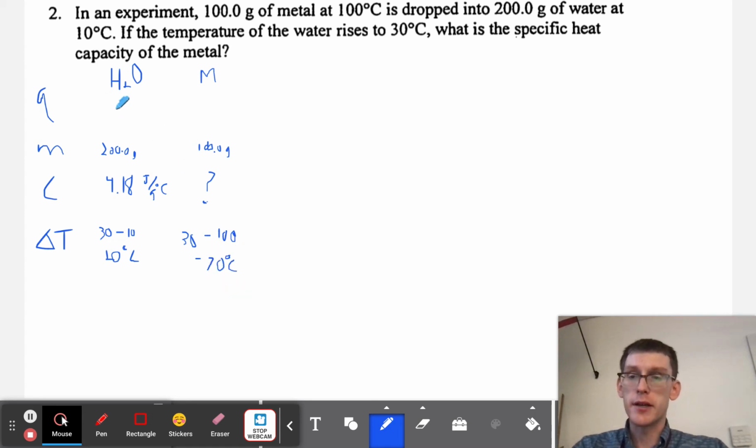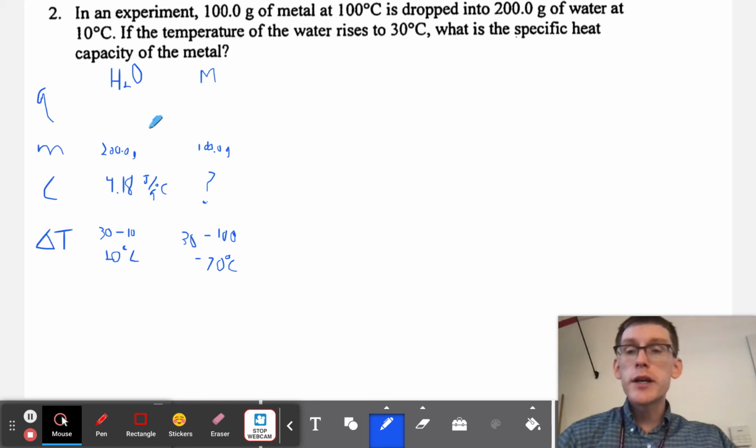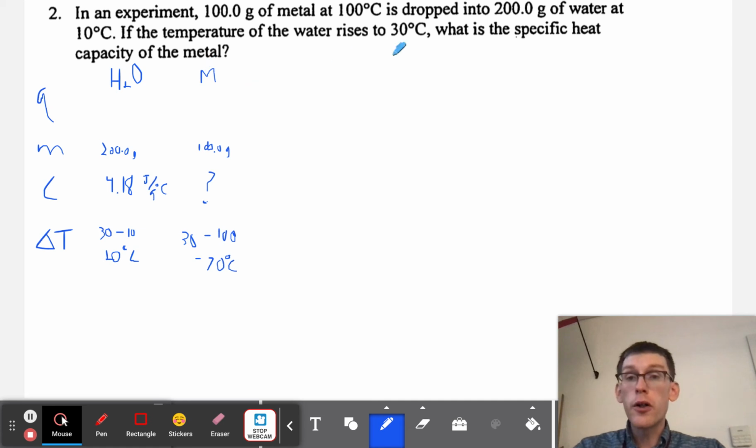So what's missing here? Well, we don't have Q for the water, we don't have Q for the metal, and we don't have the specific heat of the metal, which is ultimately the last thing that we'll find. Now, we are going to assume that any heat that is gained by the water is the same as the heat that is lost by the metal. So actually, what we can do is solve Q equals mc delta T for the water, and then use that to get to the metal. So let's start with the water.